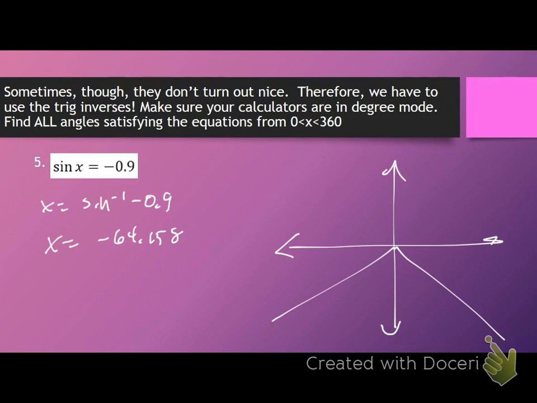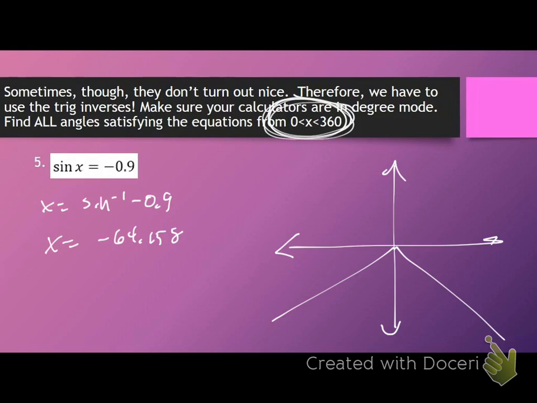Number one, negative 64.158 is not in the interval in which we need our answer to be in. Okay? We want our answers to be between 0 and 360, like in standard position, basically, right? So, negative 64.158 doesn't count. So how do we get our answers into that interval?